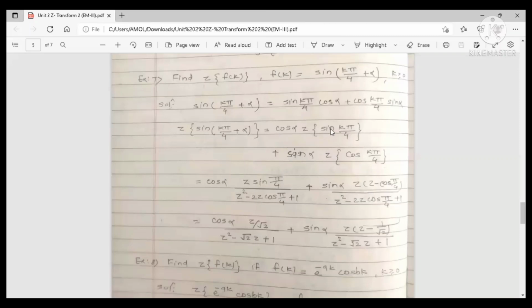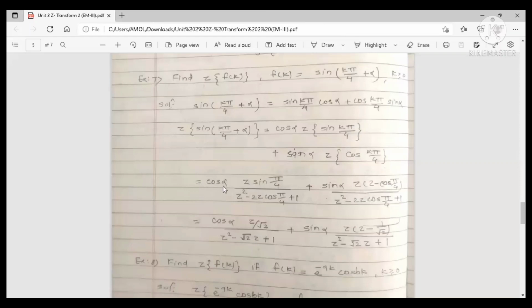What is the Z transform of sine k pi by 4? You use the formula for Z transform of sine alpha k. We have discussed the results of Z transform of some standard sequences. In those standard sequences, one of the standard sequences is sine alpha k. So we know the formula for Z transform of sine alpha k, and in place of alpha, the term is here pi by 4 only. Okay. So it is the next step.